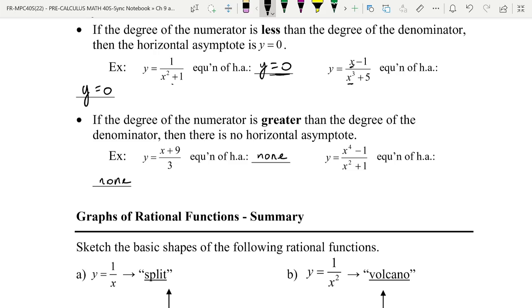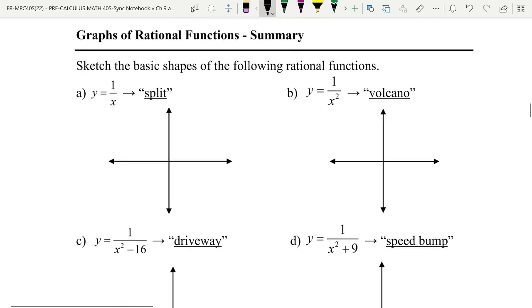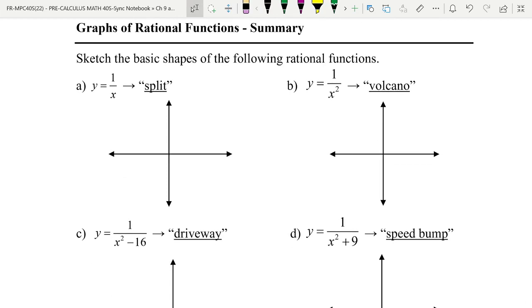All right, quick summary of the basic shapes for those that we actually do have to find the graph of. Anything that's a 1 over x is what we call a split, where there's one arm in one quadrant, usually quadrant 1, and the other arm in quadrant 3. The volcano, where one arm's in quadrant 1 and the other arm's in quadrant 2. I don't like the way I graphed that one. I tried it again. There we go.